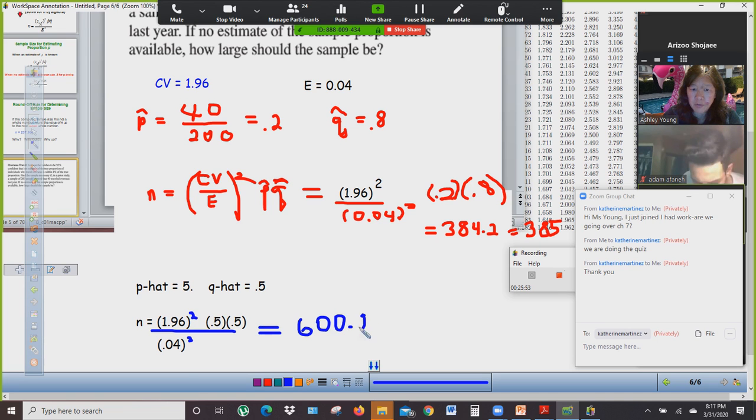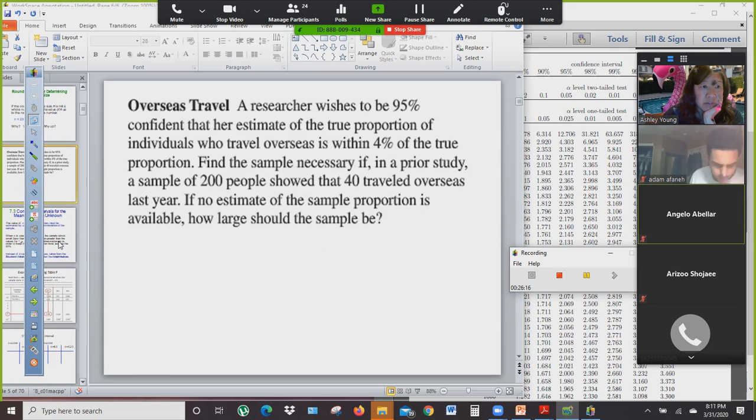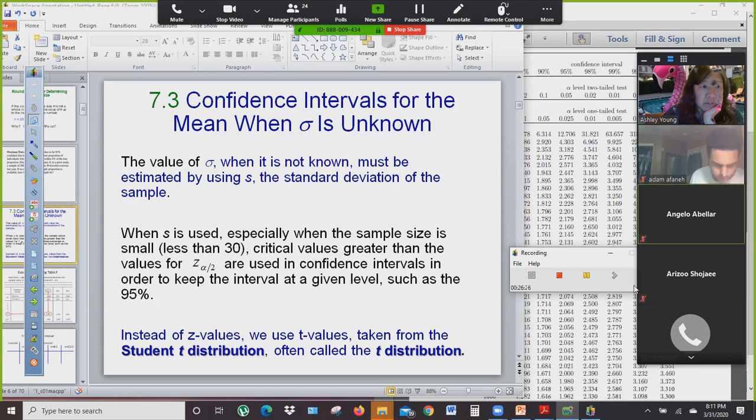And what did you guys end up getting there? Anybody? 600.25? Yeah, 601. Perfect. So 600.25, which again, you can't have 0.25 per person, and you need to have at least that many, so you have to round it up to 601. Good. Okay. Perfect.